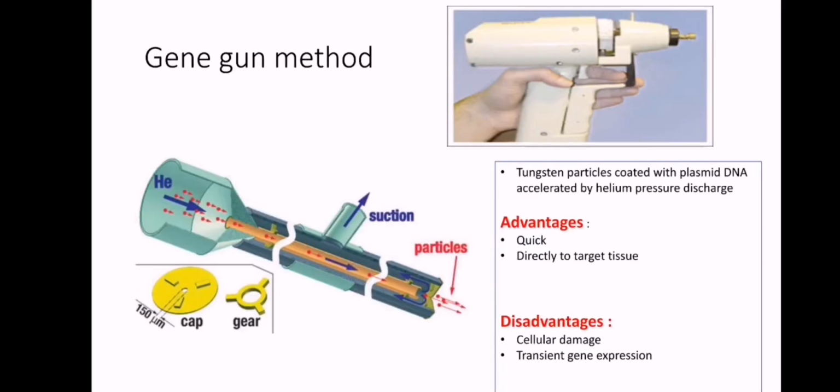Now coming to the physical methods, gene gun method, electroporation method and microinjection method. Gene gun method. The tungsten particles are coated with plasmid DNA which is carrying the healthy gene of interest and it is accelerated by helium pressure discharge. Advantages are it is a very quick procedure and it directly targets the tissue. Directly the considered gene of interest is introduced into the target tissue. What are the disadvantages? Cellular damage can happen there, and the gene expression is a very transient one. It is not long lasting.